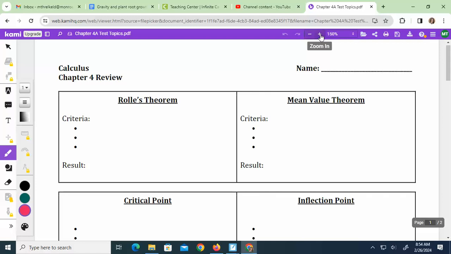When you are doing those, you have to verify your criteria, and that is part of the question. So you can't just skip over that. So Rolle's theorem has 3 criteria with it. What are they? You guys know?